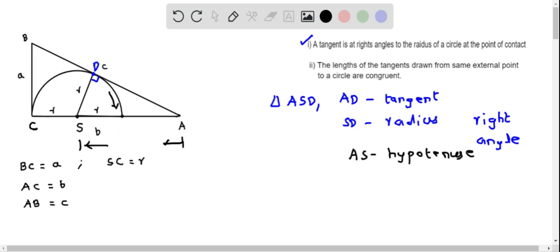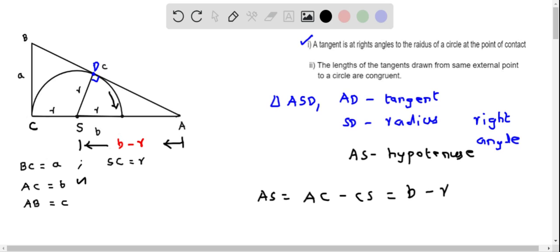So this is the length AS. Observe that AS is equivalent to the complete length AC minus CS. The complete length AC is given as B, and CS is basically the radius. So the expression for AS is B minus R. I'm going to write it down here. This is B minus R. I should also know AD. So let me see how to find out AD.